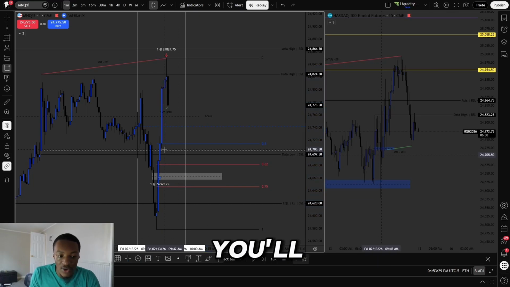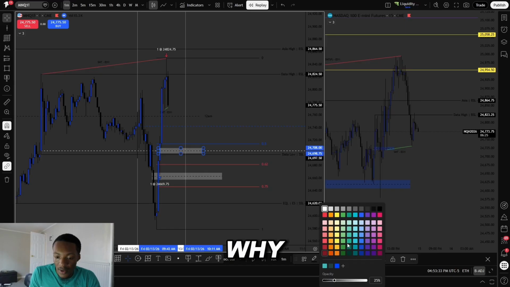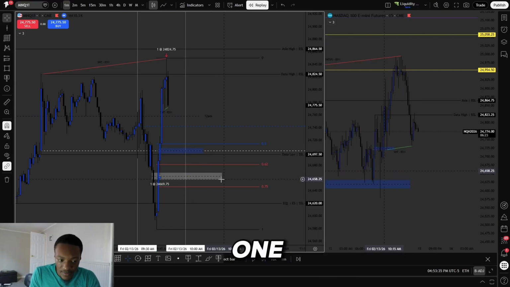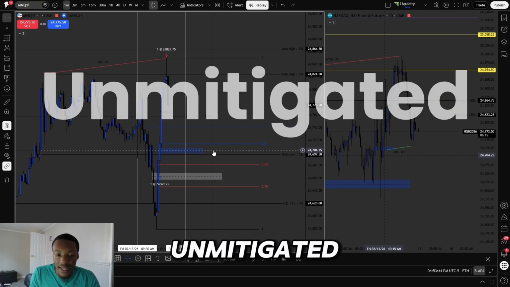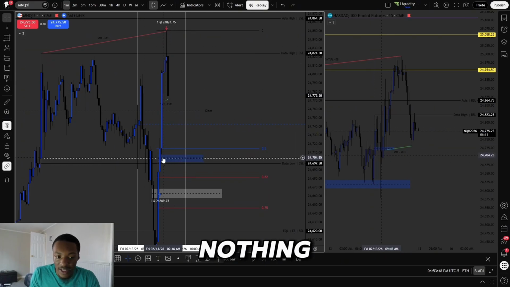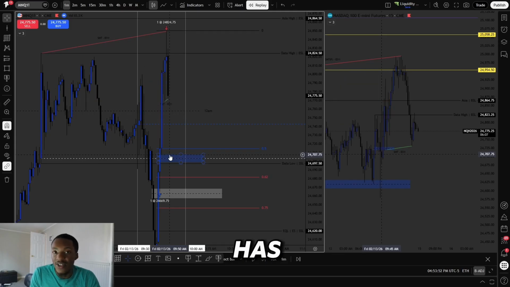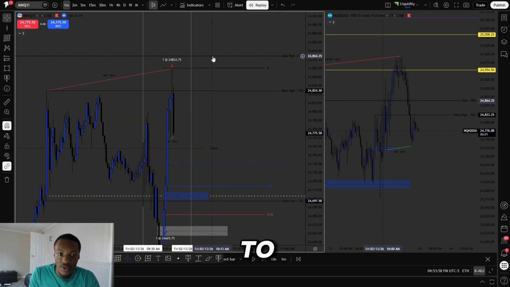So here, and you'll see it in the recording, I marked out this fair value gap here. Why this fair value gap and not this one? First presented fair value gap could have been used, but it wasn't. It was already inversed. This fair value gap was unmitigated. Unmitigated meaning there was no action in this fair value gap. Nothing had tapped into it. It's been unfilled. So that means that this price action has been delivered inefficiently right now. So I'm looking for this level here to continue higher.